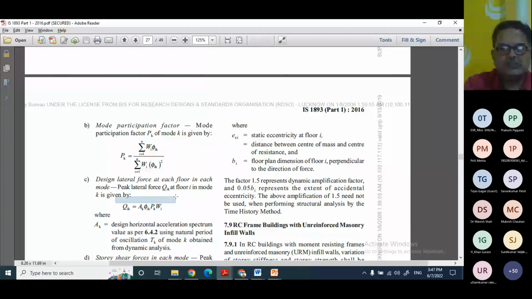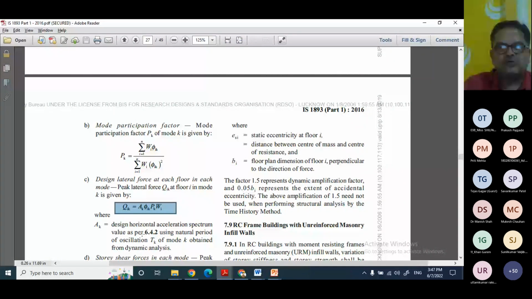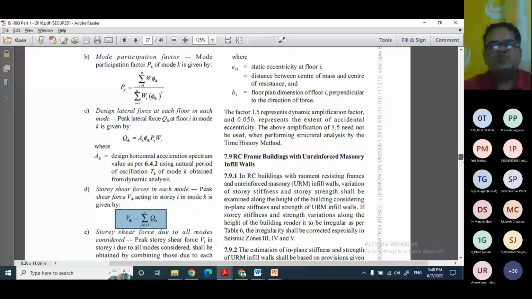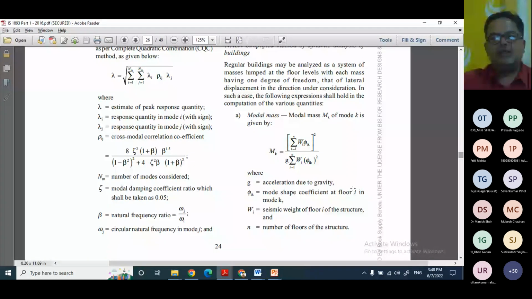The same way you have to calculate the design lateral force, right? This is the design lateral force you have to calculate, and the summation of this design lateral force will give you the base shear, right? So this is the process you have to follow. The only thing is that you must know the mode shape. Once you know the mode shape, we can go for the calculation, right?